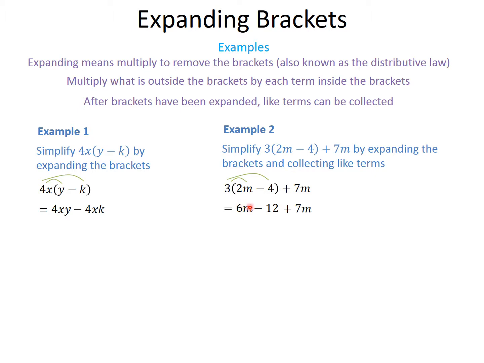And now I have a look at my next line down. I'm trying to collect like terms. Do we see any? I see the 6m and I see the 7m here. I can't do anything to the 12 because if it's got letters, it's not like terms with anything without letters. So 6m plus 7m is 13m, and this minus 12 is just going to have to stay there. And I can't do anything else to that, but I have gotten rid of the brackets and I have collected my like terms.